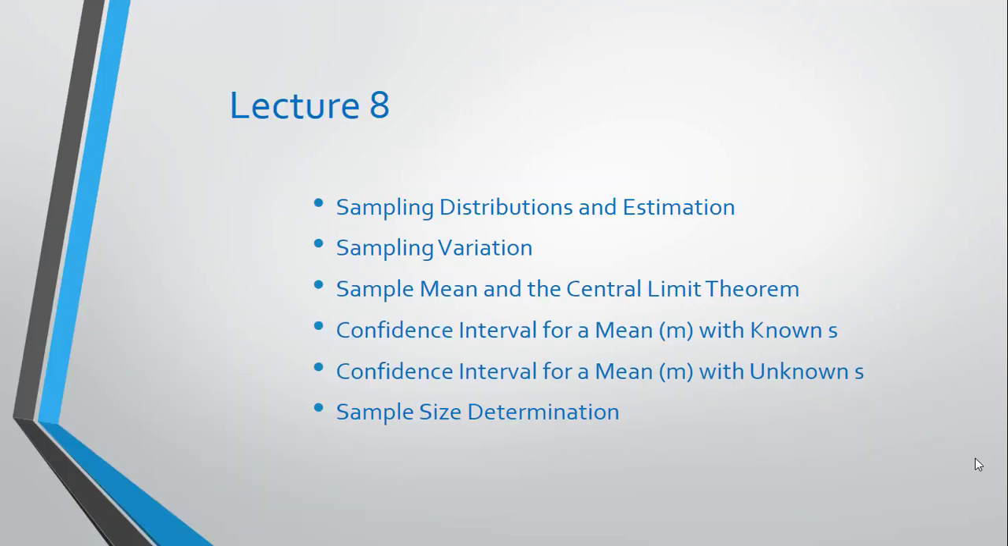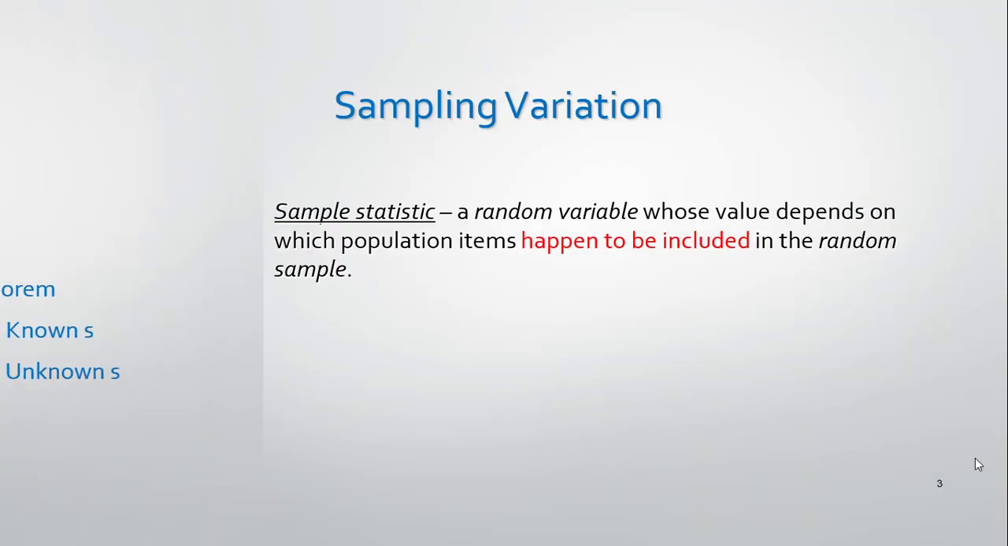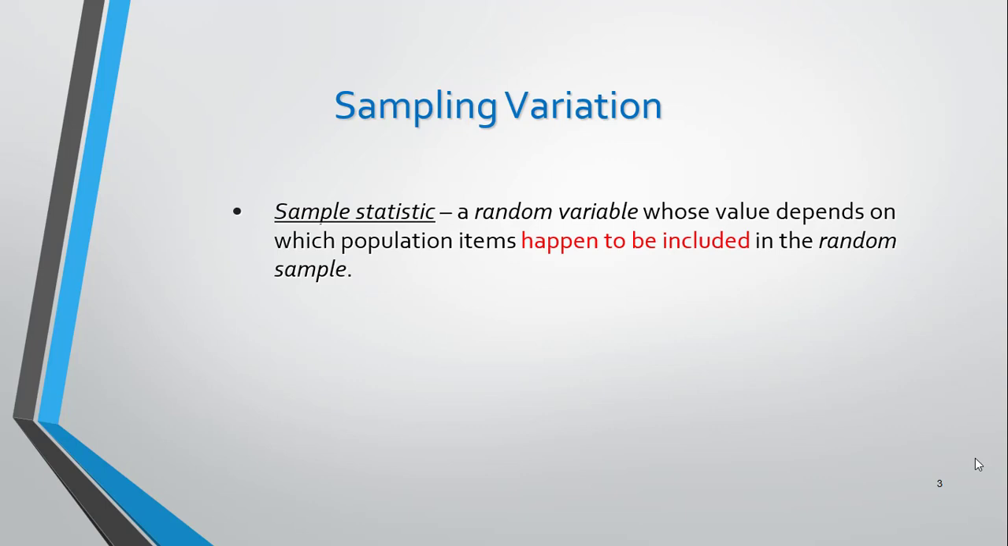In this lecture, we'll talk about sampling distributions and estimation, sampling variation, sample means and the central limit theorem, confidence interval for mean with known standard deviation, confidence interval for mean with unknown standard deviation, and also sample size determination. Okay. We talked about the discrete probability distribution and also the continuous probability distribution in previous lectures.